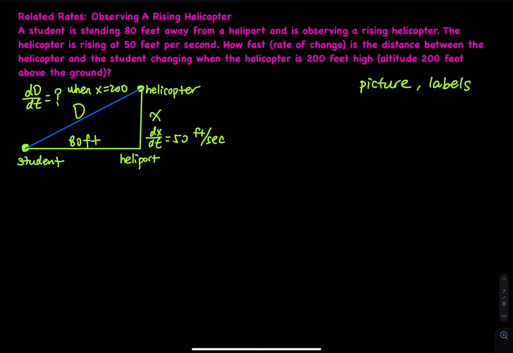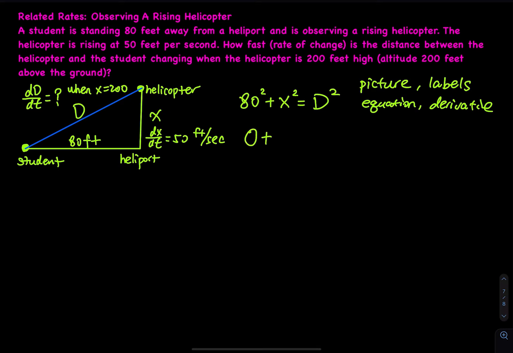Now we have all the labels. The next thing we need is an equation, and then we need to take a derivative. For the equation, we will be using the Pythagorean theorem. The square of the base plus the square of the height equals the square of the hypotenuse, which is d squared. And then we have to use implicit differentiation. The derivative of 80 squared is equal to 0.